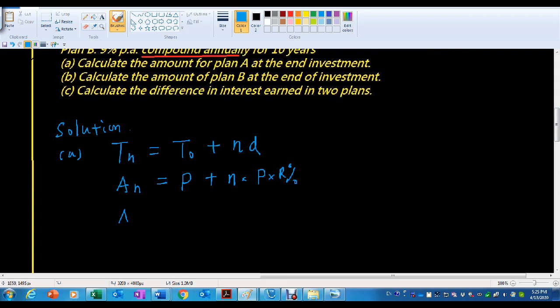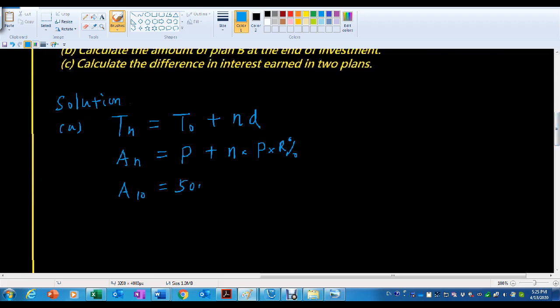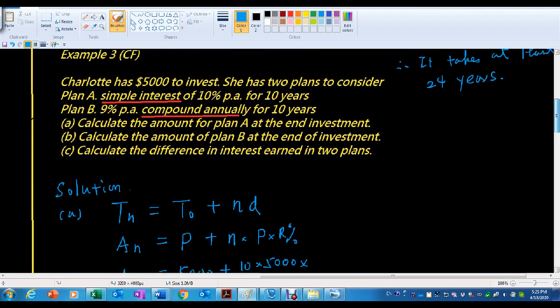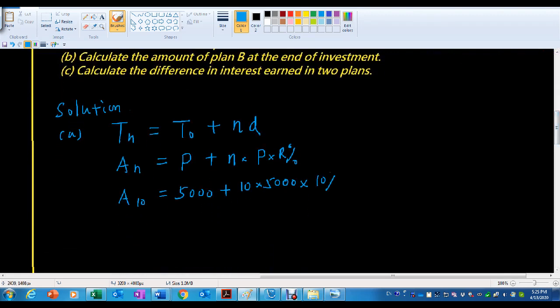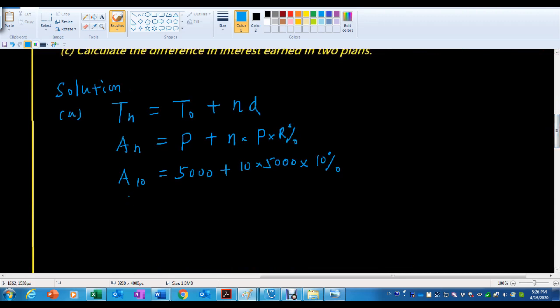So we are going to find the amount after 10 years. The principal is $5,000. So 10 times $5,000 times 10%. After calculation, $10,000 is doubled, right? So that's A.